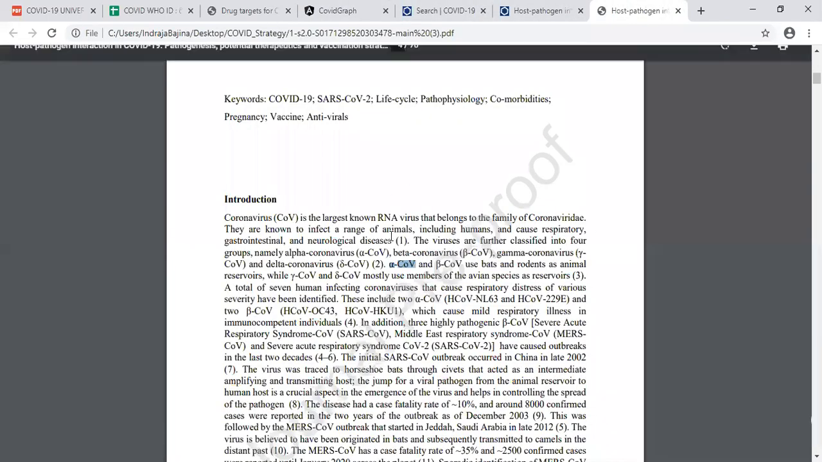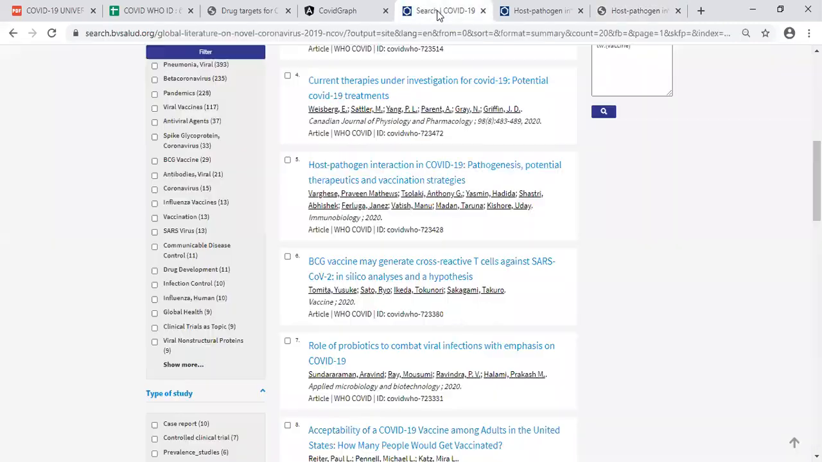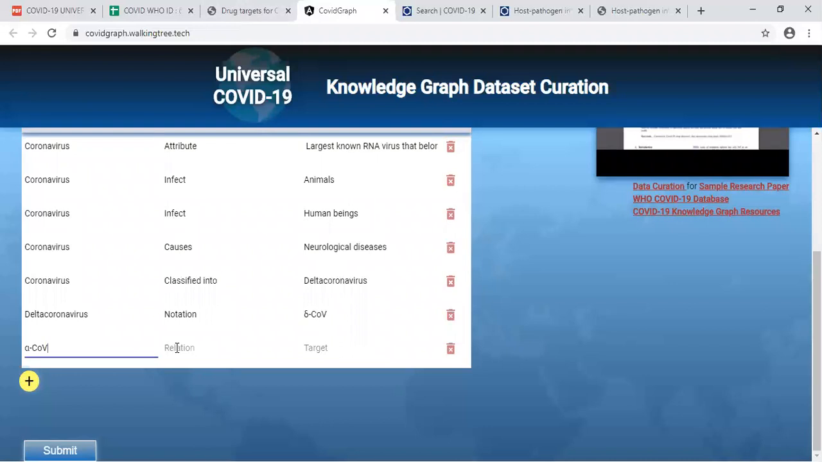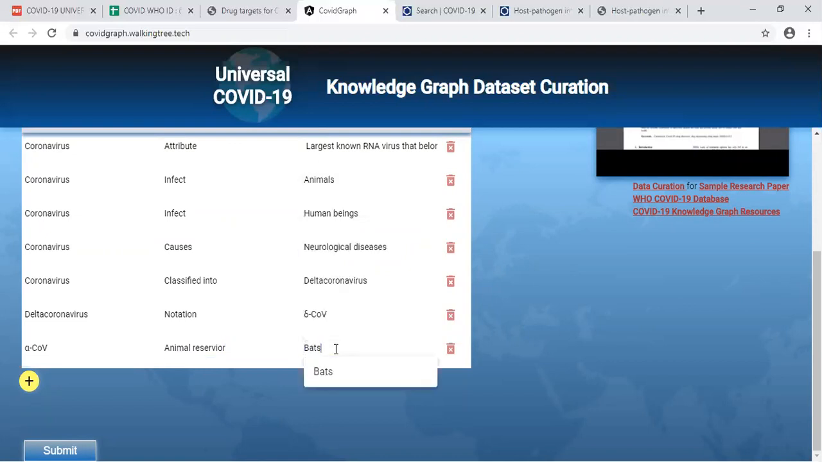So they're talking about the animal reservoir of these viruses. So you just have a relationship of animal reservoir, and you see whether that animal reservoir is already there. It's not there, so you add this relationship, and the animal reservoir is bats. I think bats would be there because they have been taken up in a different research paper. That's good. Let's go to further relationships.